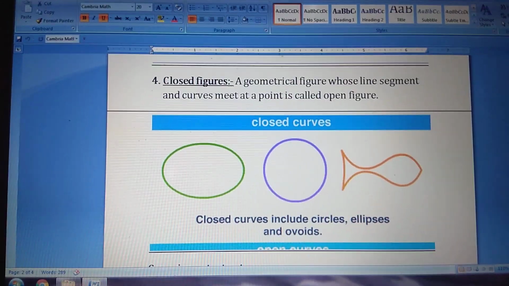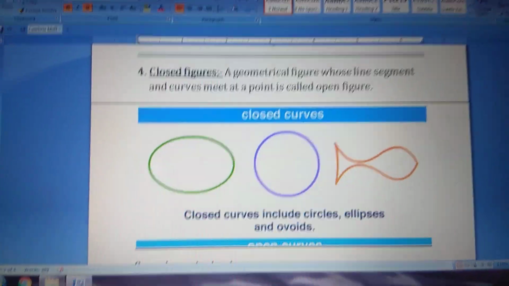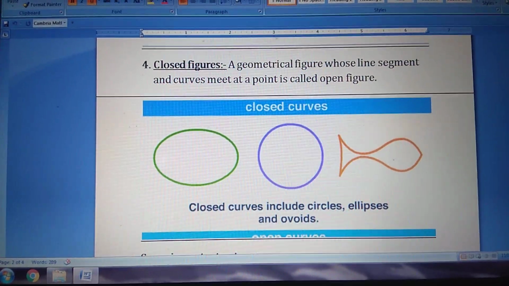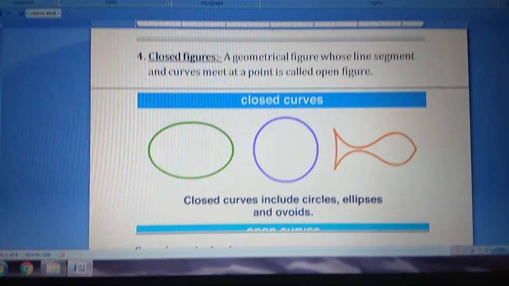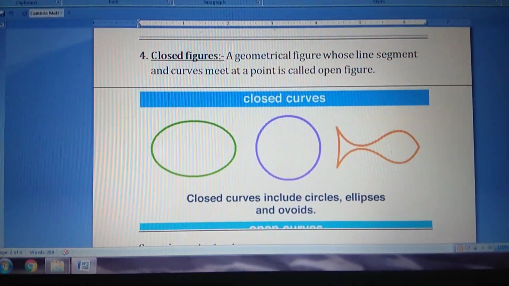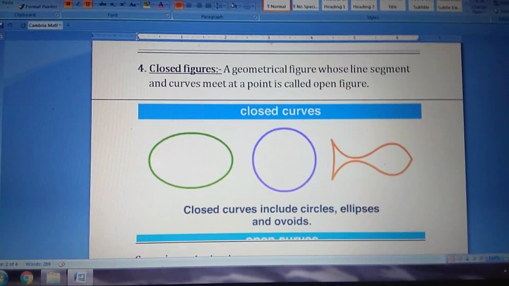So there are two different types of figure we have got. One is open figure and the other one is closed figure. In simple words, the figures which are open are open figures. The figures which are not open, that is closed, are called closed figures.